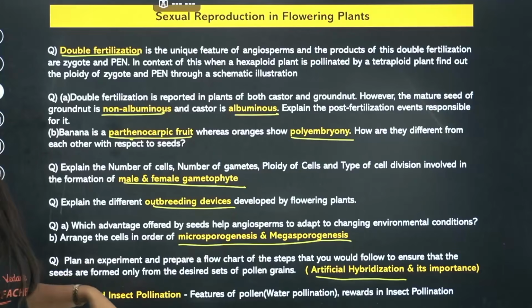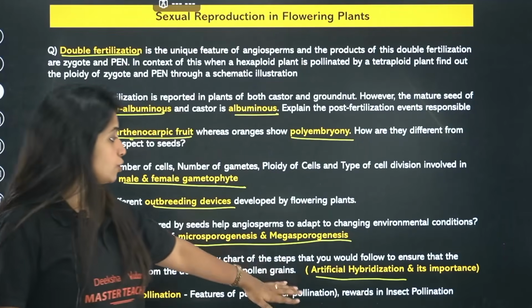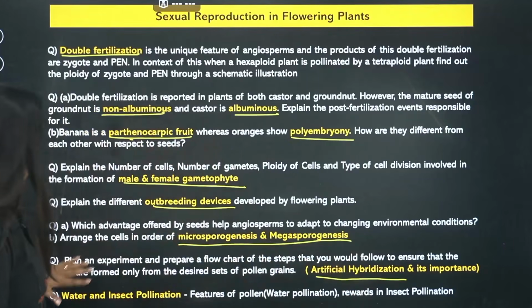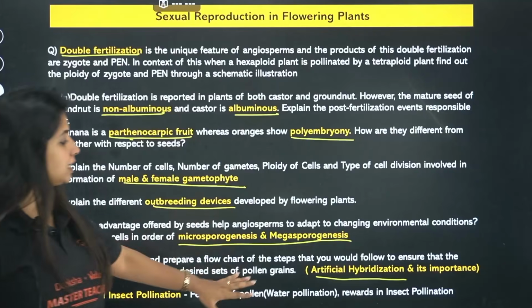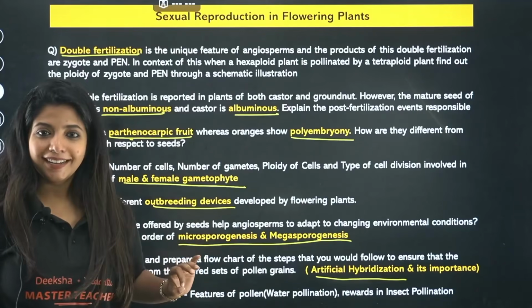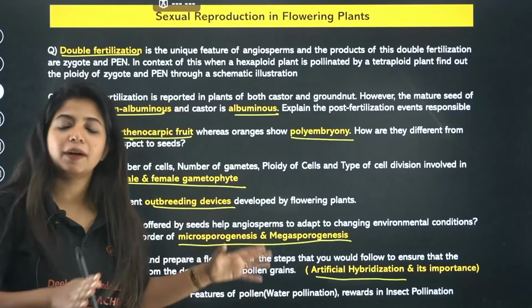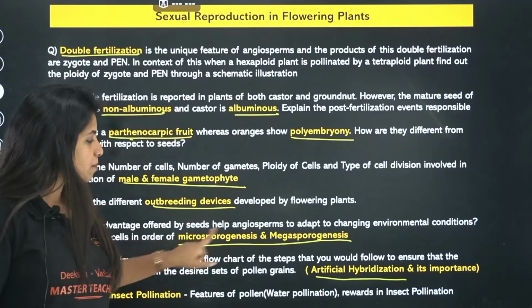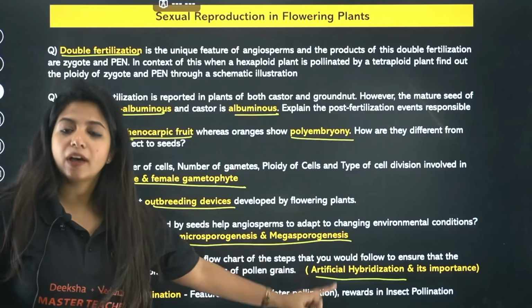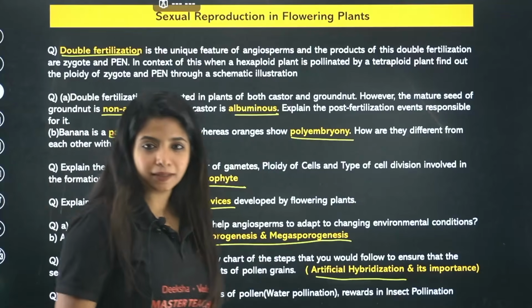Now, this question is very interesting. Plan an experiment and prepare a flowchart of the steps that you would follow to ensure that the seeds are formed only from the desired set of pollen grains. That means you're talking about artificial hybridization or controlled pollination. Now, they have not mentioned anything like that, but you have to understand that this question is from that topic.